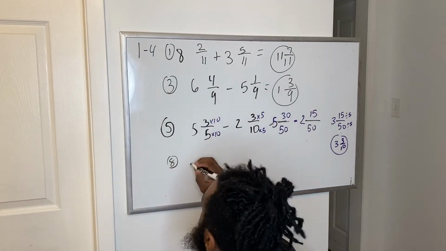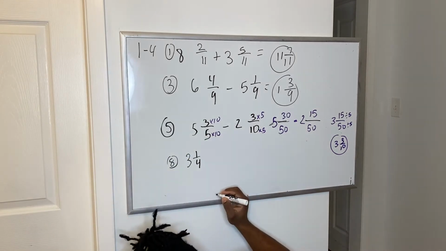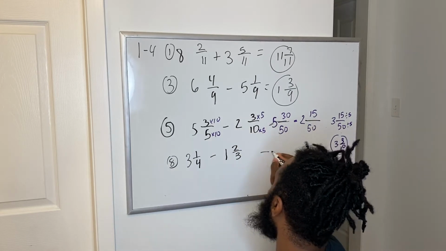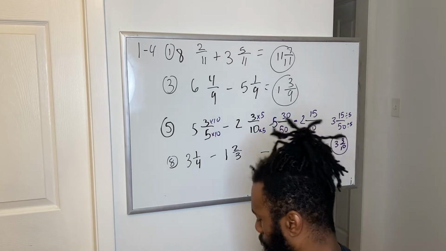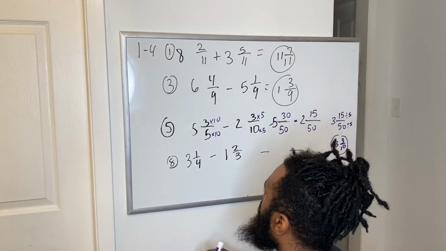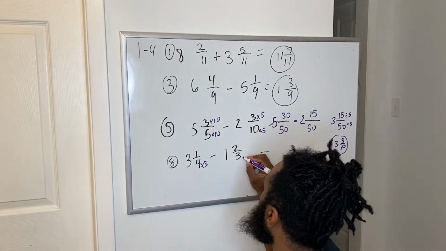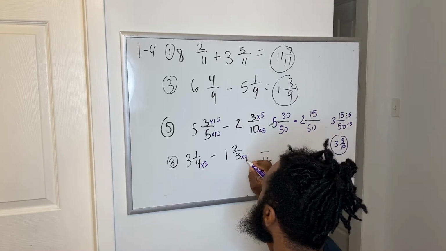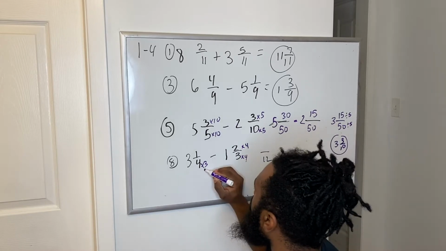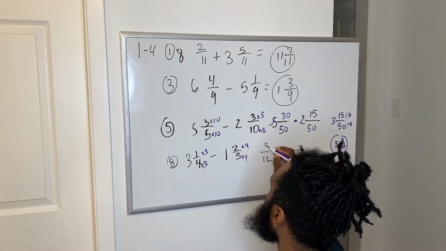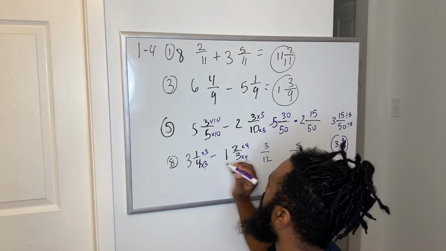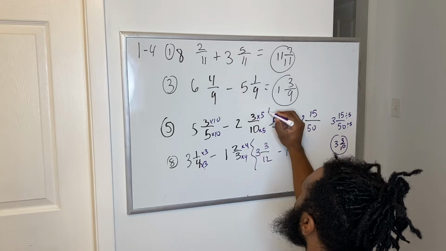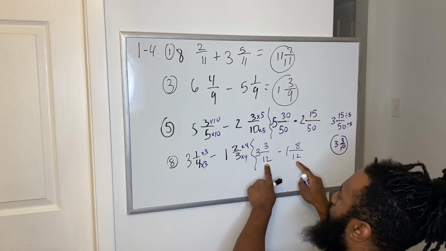Now for number 8, you've got 3 and 1/4 minus 1 and 2/3. Again, we need the same denominator. So I'm going to multiply this denominator by this denominator, and this denominator by this denominator. 4 times 3 is 12. 3 times 4 is 12. I multiply this by 4, so I multiply this by 4. I multiply this by 3, I multiply this by 3. 1 times 3 is 3. 2 times 4 is 8, right? I keep my whole number. So now I can subtract because I have the same denominator.